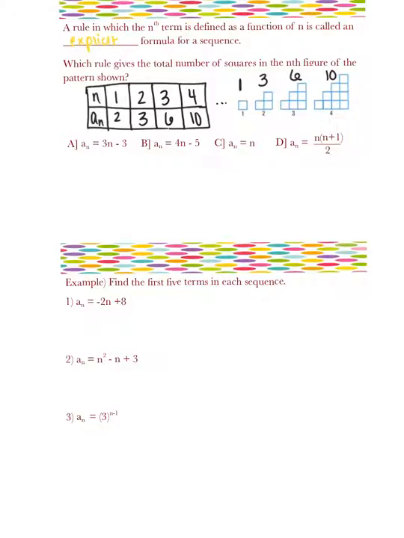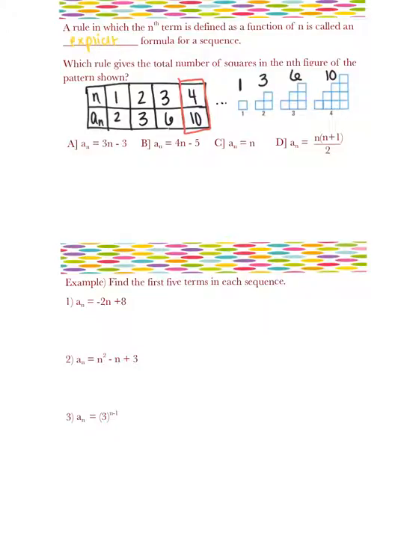So when I'm looking at 2, 3, 6, 10, I don't see an immediate pattern right off. I'm not adding the same number every time. I'm not multiplying the same number. So let's just choose, I'm going to choose the 4, 10.